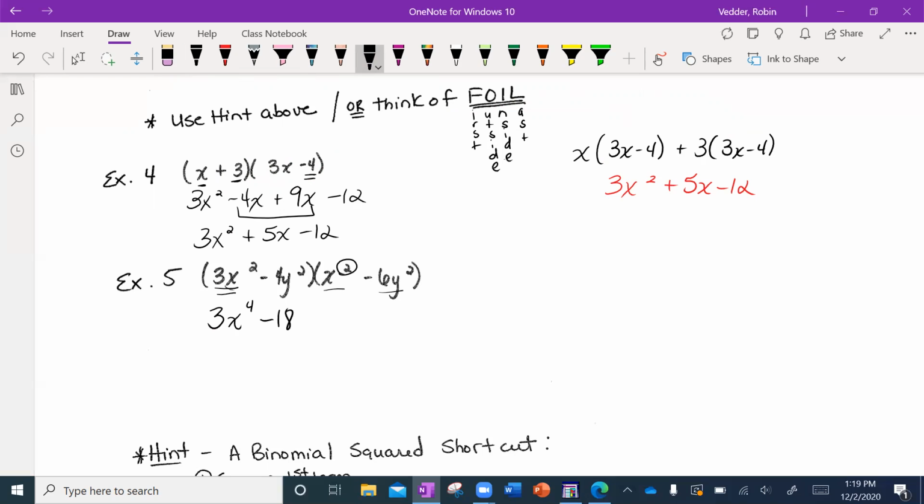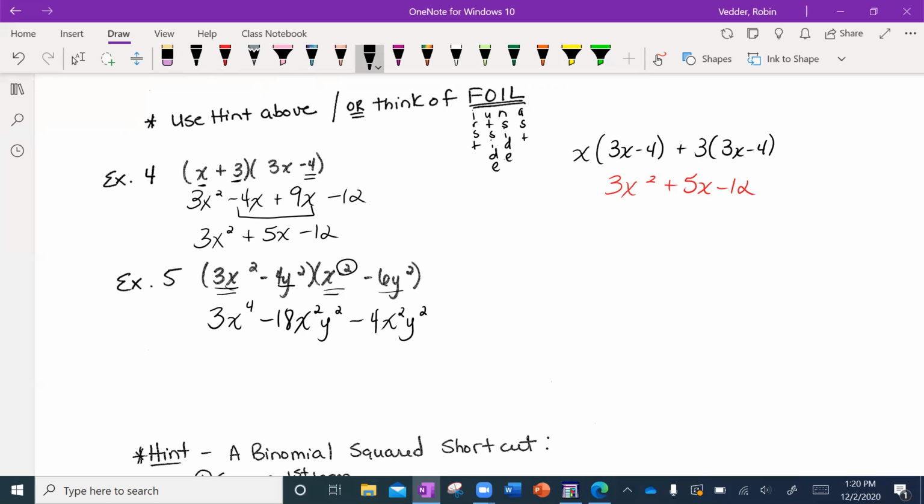We don't have any like terms. We have an x squared and a y squared, so I write my x first and then my y. The insides are the ones in the middle, the ones closest to each other, which are these guys right here. Negative 4 times 1 is negative 4. We have a y squared and an x squared. I am going to write my x squared first, and then my y squared.